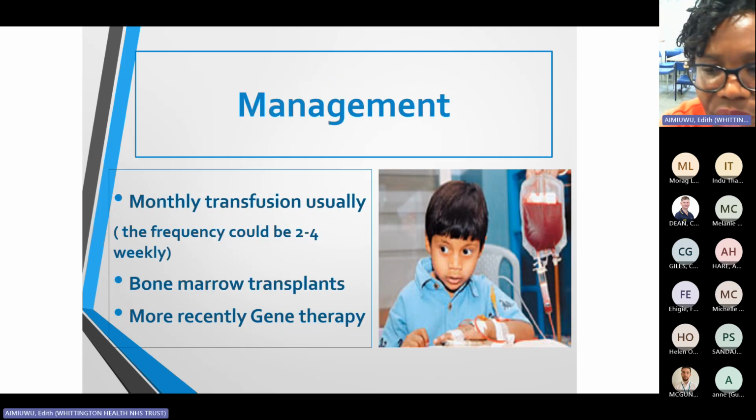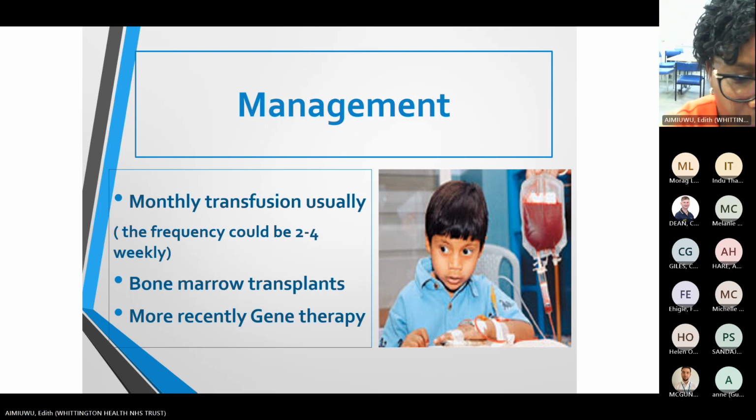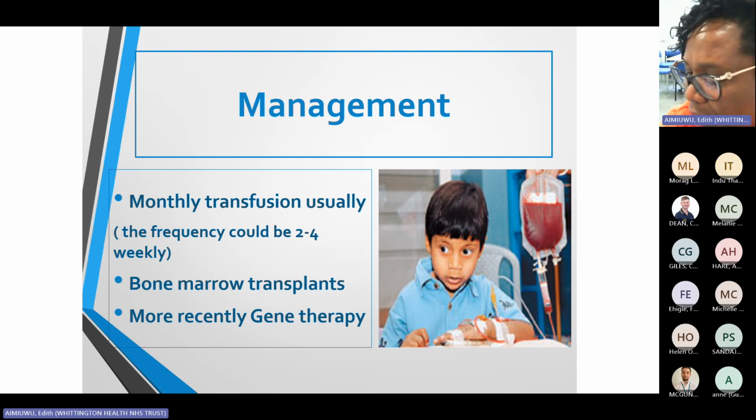How do we manage beta thalassemia? We can manage beta thalassemia, which is the one we're discussing today, the transfusion dependent thalassemia. You can do monthly transfusions usually, but sometimes it can be as little as 2 to 4 weekly, depending on the blood transfusion requirements. You can also treat beta thalassemia by bone marrow transplant. And more recently, like we all know, gene therapy, which we're still waiting for to be on the NHS.